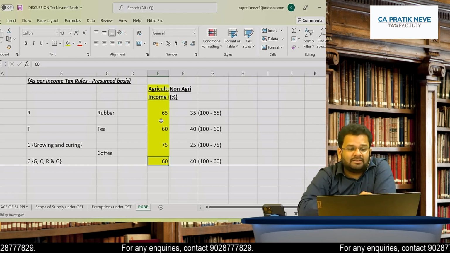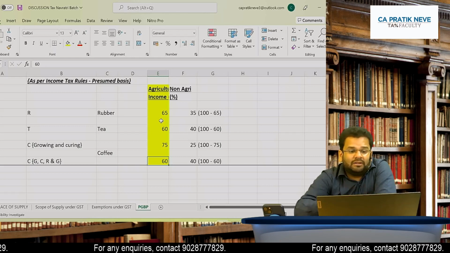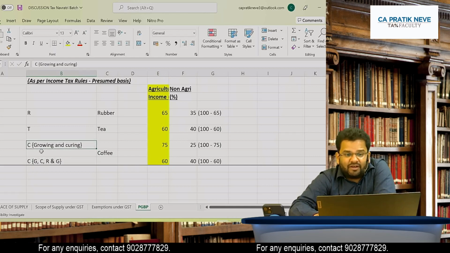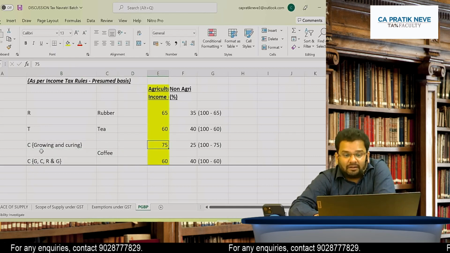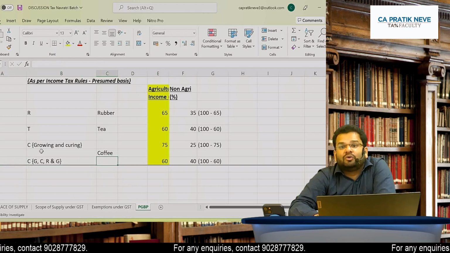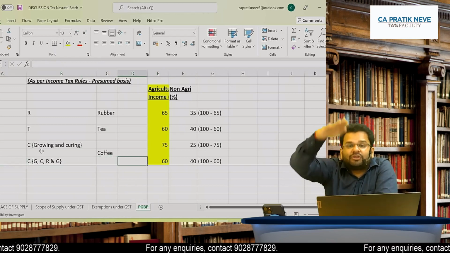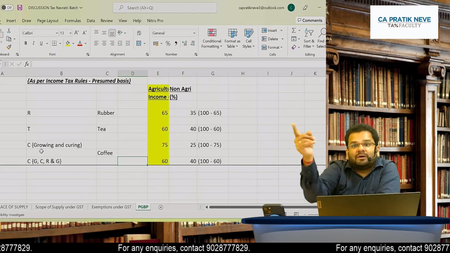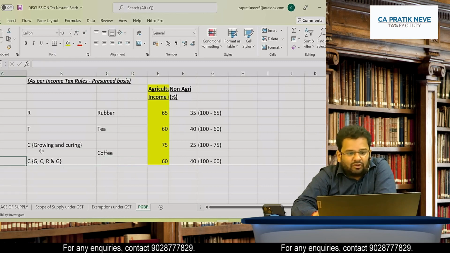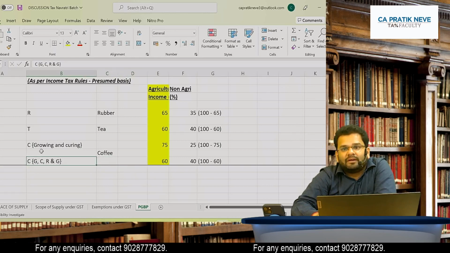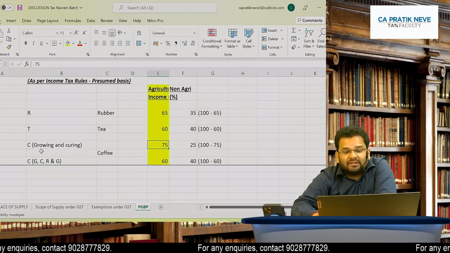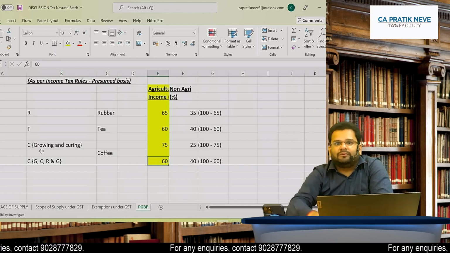RTCC. ये CC दो बार क्यों आया है? Coffee is only growing and curing, जिसमें 75% is agri, but next is roasting also. R is for roasting. तो उसमें एग्री कंपोनेंट कम हो जाता है क्योंकि ज़्यादा मैन्युफैक्चरिंग कंपोनेंट आ गया ना. Roasting and grinding, yes. So what happens? Automatically agriculture component goes down.